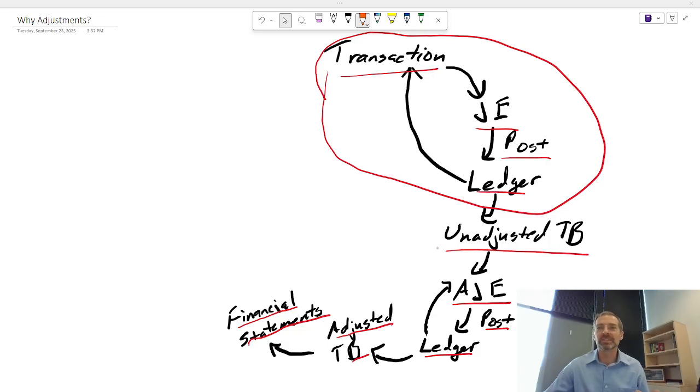The only difference is that in previous chapters, we were using the unadjusted trial balance to create the financial statements, and now we are using the adjusted trial balance to create them. That's the only difference. So just know this is where we are in the accounting cycle.